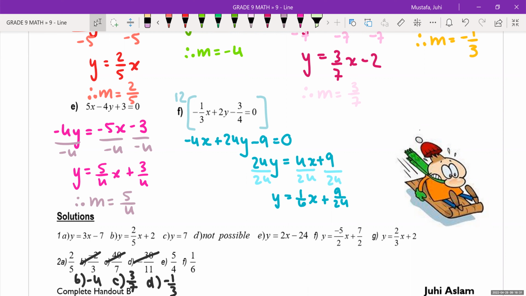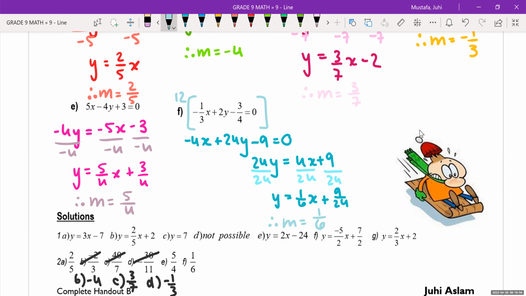And then for the last question, this one was a little bit trickier. So just take a look at it. I multiplied everything by the number 12, which was the magic number. That gave me negative 4x plus 24y minus 9 is equal to 0. I moved the negative 4x and negative 9 over to the other side. I divided everything by 24, and I ended up getting y is equal to 1 over 6x plus 9 over 24. So in this question, it appears that my slope is 1 over 6.